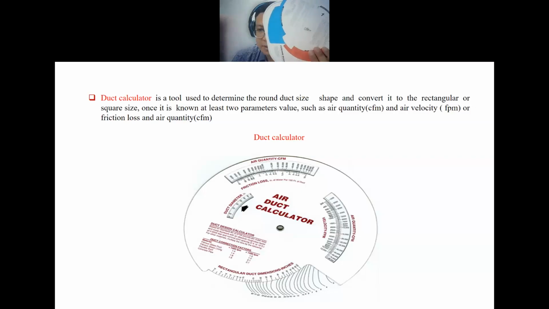So the duct is sold cheaply. It's just paper, so maybe hard paper. This one is hard paper. So we can see whether it's round diameter or rectangular duct, based on the airflow quantity, air velocity or friction loss, and air quantity. This one we can get from the friction chart.